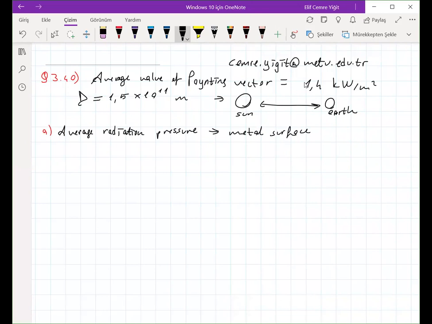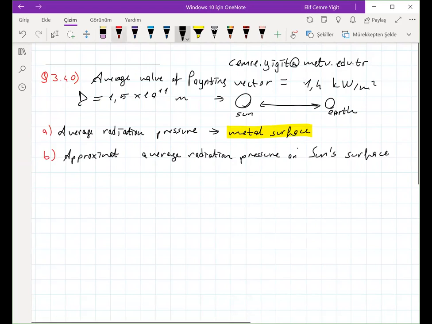Okay, so the metal surface is important because if we have a fully reflecting surface, then we will use actually the same formula, but we will multiply it with 2. So please be careful in the exam if it says metal or absorbing or anything else. And in part B, it asks to approximate average radiation pressure on Sun's surface.